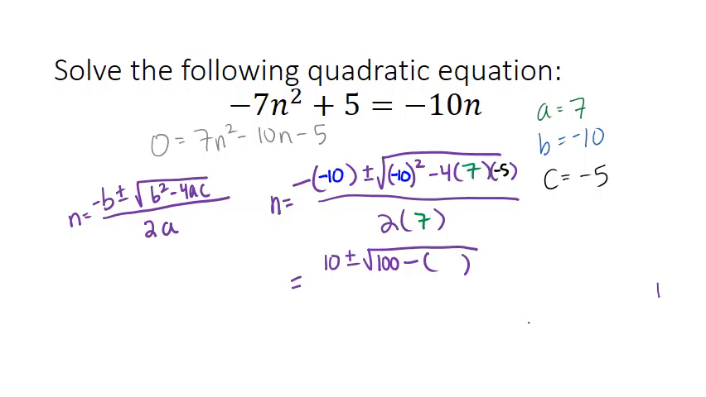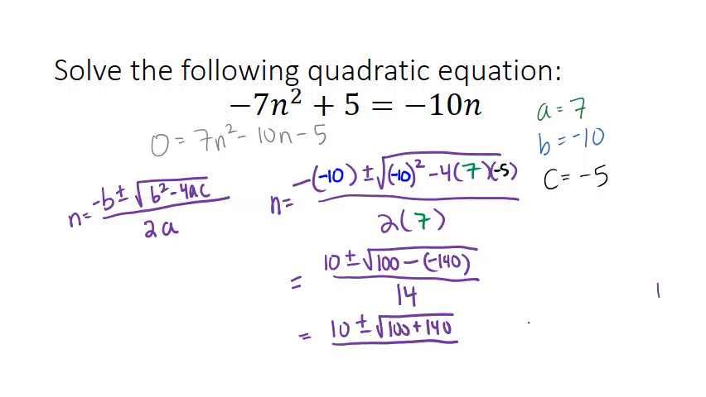When we multiply 4 times 7 times negative 5, we get negative 140, all over 14. Now, negative and negative 140 results in a positive. So we have 10 plus or minus the square root of 100 plus 140 all over 14. This simplifies to 10 plus or minus the square root of 240 over 14. We will continue in a moment.